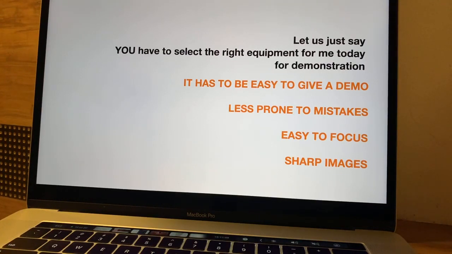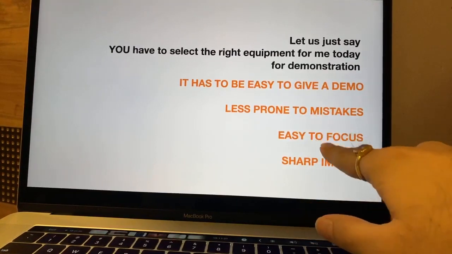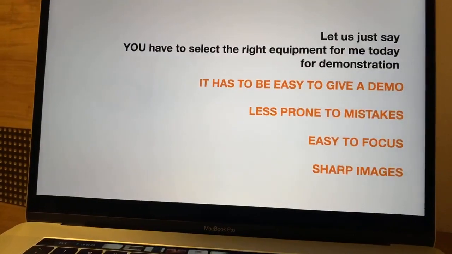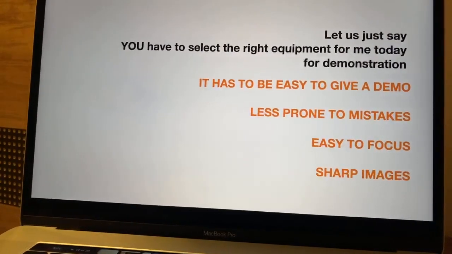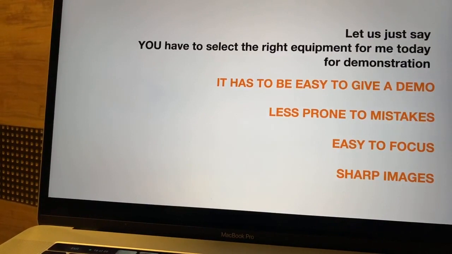I want a good suggestion from all of you all. And my basic requirement is I want to give you a demonstration, and I don't want to make a fool out of myself. That means I want something that is less prone to mistakes. It should be easy to focus, and it should give me sharp images. So what will be the system, means what camera and what lens do I use to make minimum mistakes, so that I don't make a fool out of myself on a Facebook Live? Anyone?